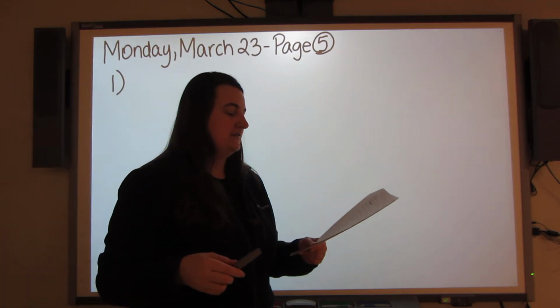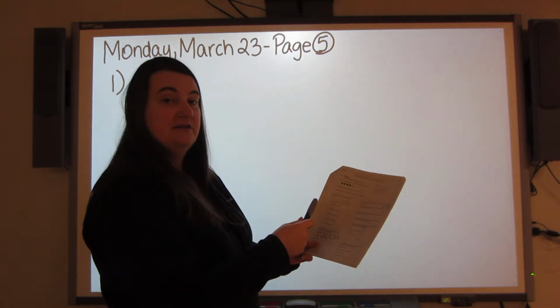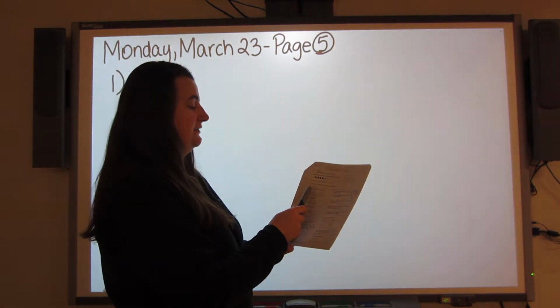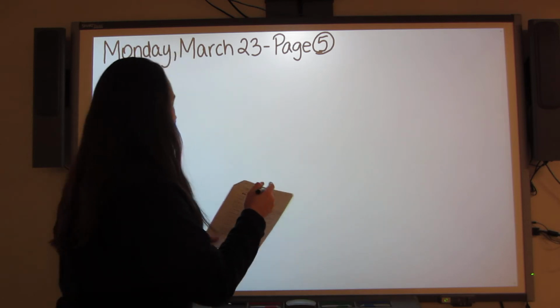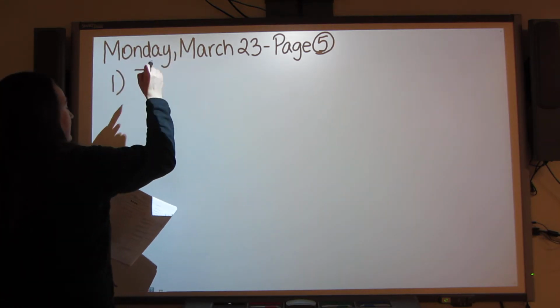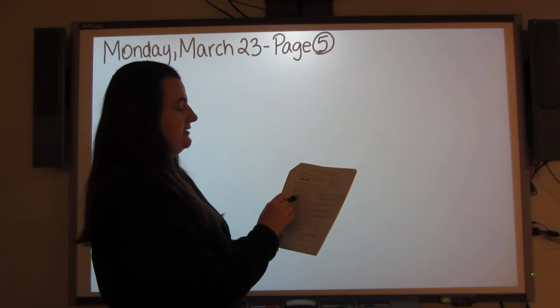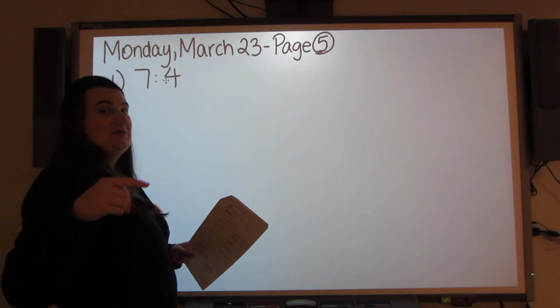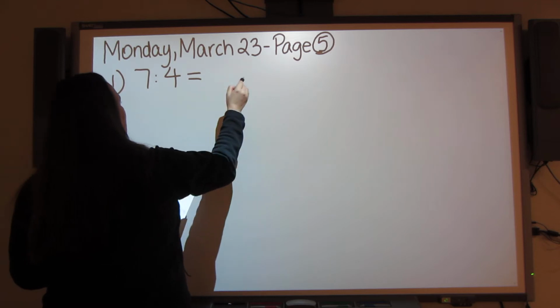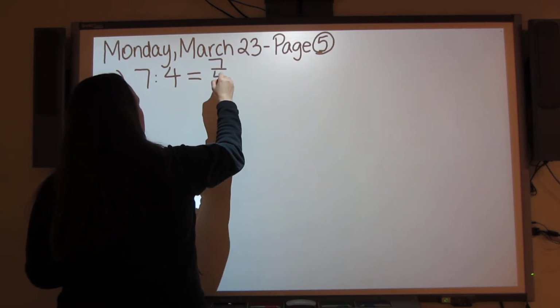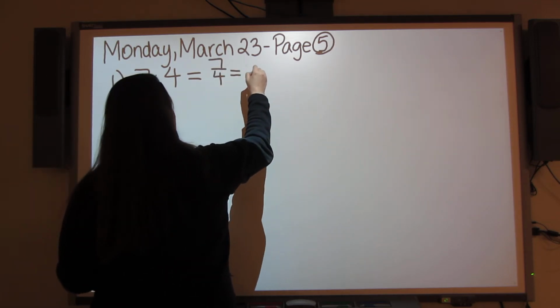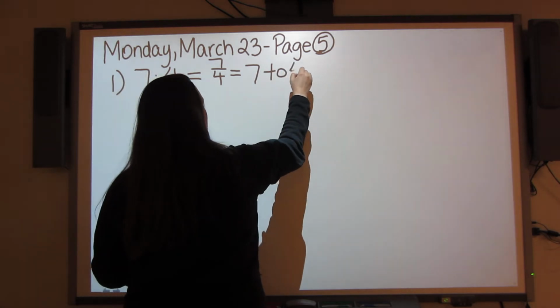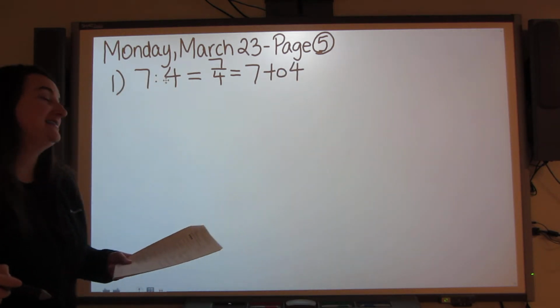triangles to circles. So let's find out how many triangles there are. You count 1, 2, 3, 4, 5, 6, 7 triangles. And circles, there are 1, 2, 3, 4 circles. And then you write them 2 more ways. So this also equals 7 over 4, which also equals 7 to 4 in words.